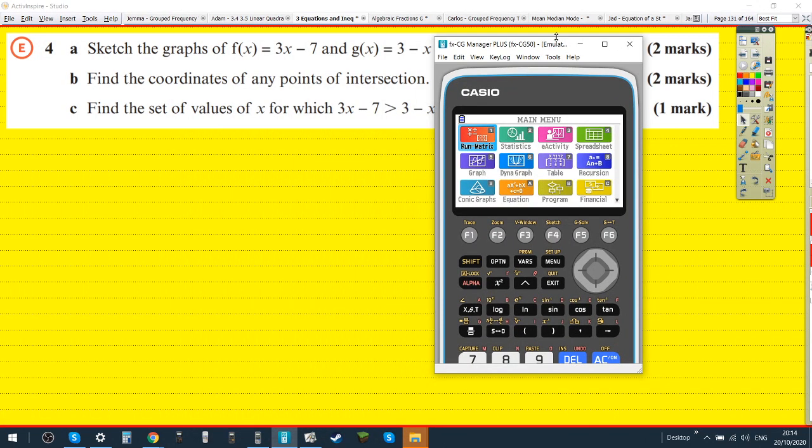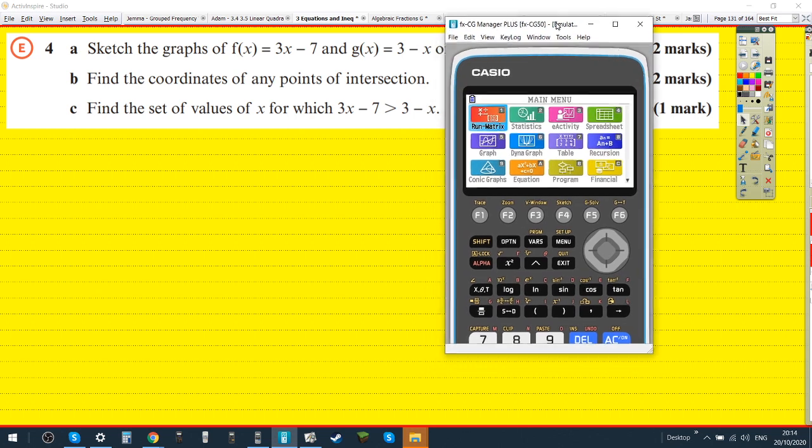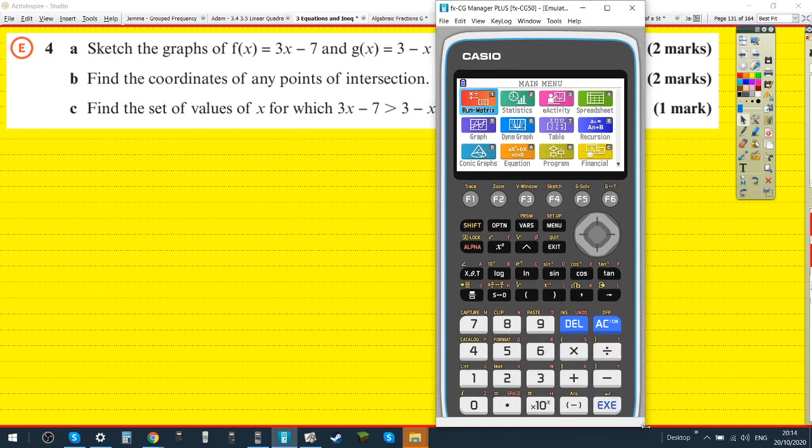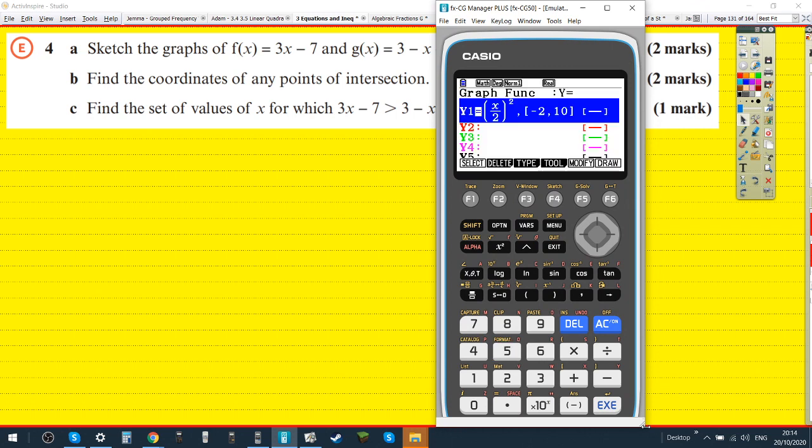So would you put it in as 0x squared, minus 10? That'll work, yeah. Well, it doesn't work because it says it's a math error because there's no x squared.